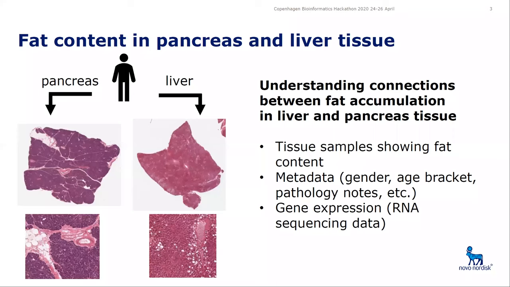So along those lines, our challenge deals with looking at the fat content in two organs, pancreas and liver, and we'll be working with the publicly available GTEx dataset, which has the aim of understanding tissue-specific gene expression profiles. For this project, a lot of people have been sampled in different organs, and we have tissue images available, as you can see on the slide, but also RNA sequencing data. Together with a master's student who's working with me, we've trained neural networks to identify the fat content in these tissue images.